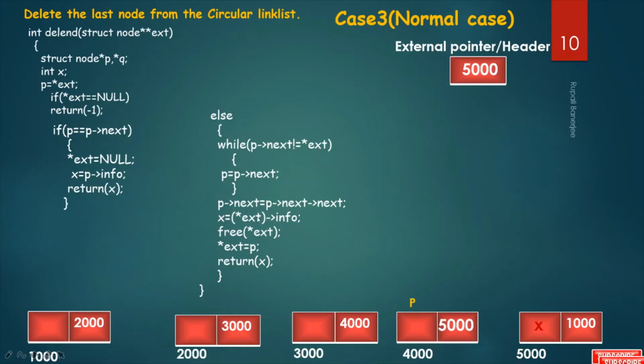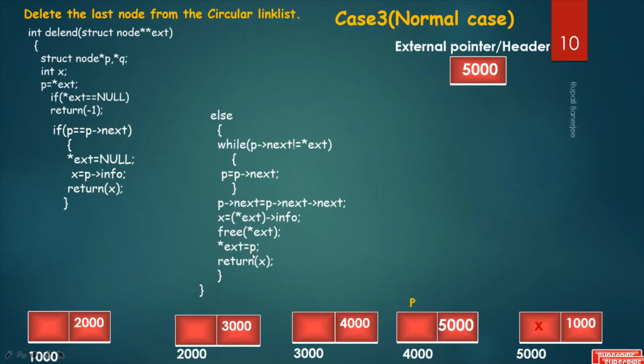X equals star xt arrow info. Star xt arrow info means star xt is 5000, 5000 arrow info means x. So I have to return this x. Okay, free star xt. Star xt means what? 5000. So free this node.